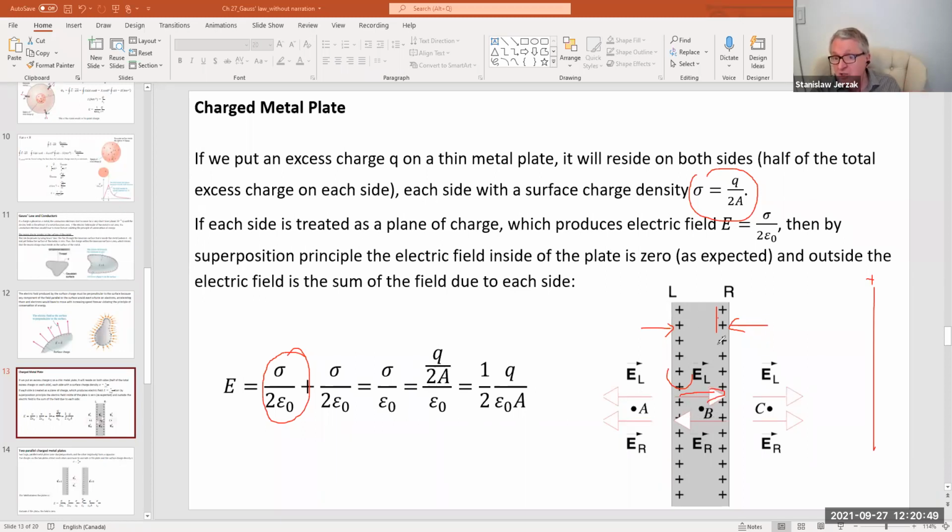But at point C, each sheet would produce an electric field again in the same direction, and the total electric field would now be twice as large. So the total electric field outside of that single sheet of metal would be equal to sigma by 2 epsilon naught plus sigma by 2 epsilon naught. Each sheet would produce the same electric field, which is independent of the distance. The total electric field would then be 1/2 plus 1/2, which is 1. And because the charge density is Q divided by 2A, because the total charge was distributed on both sheets, the total expression for the electric field would be Q divided by 2 epsilon naught A, where A is the area of one side of the sheet. So do you have any questions about this example?